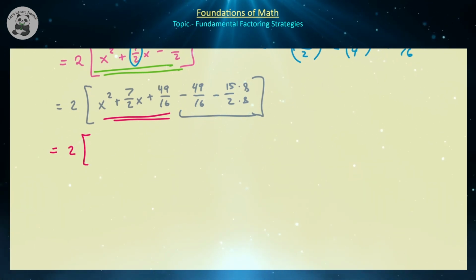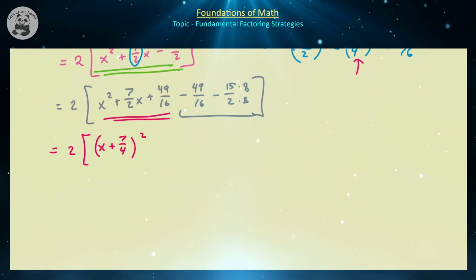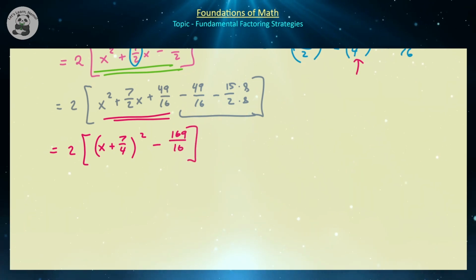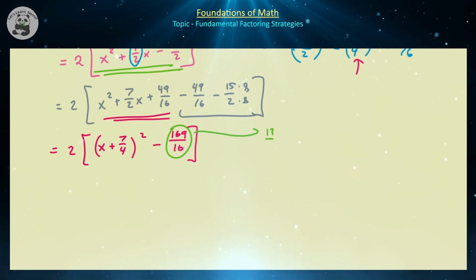So once I do that, that's going to be equal to what? So that's going to be equal to x plus two numbers that multiply to give us 49/16 and add together to give us 7/2. That's the number that was inside of our parentheses before, which was just 7/4 squared. And over here we have minus 49 minus 15 times 8, which is going to come out to minus 169 over 16. Right? And keep in mind that is just the same thing as 13 over 4, the quantity squared.